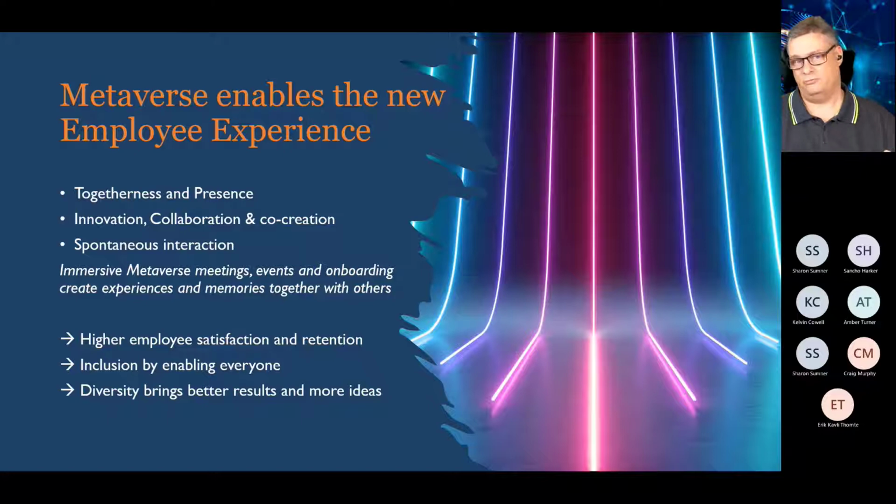So the metaverse can help. It can enable us a lot in this new employee experience. What we are hoping, and of course what we have already seen, is that we are going to be getting more togetherness because we have the presence. We are in that space together. So when you are bringing in the immersive meeting experience, well, we know Mesh for Teams, Microsoft Mesh. Yes, we are waiting for those. We have been waiting for those, and I'm still waiting for those. But yes, I'm very anxious about that.